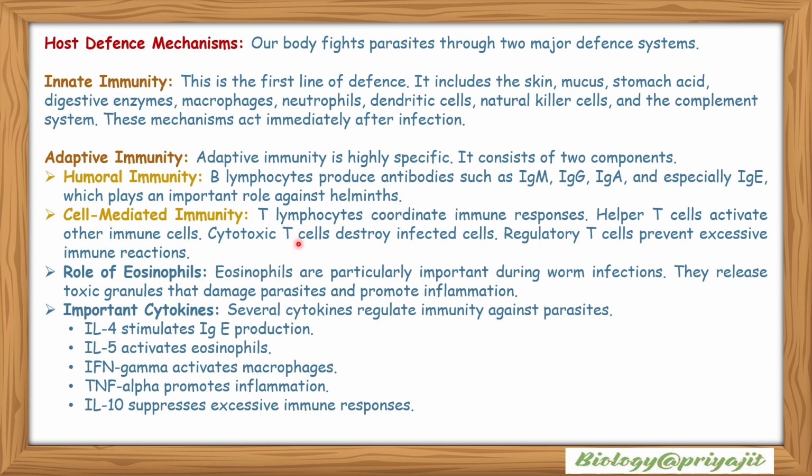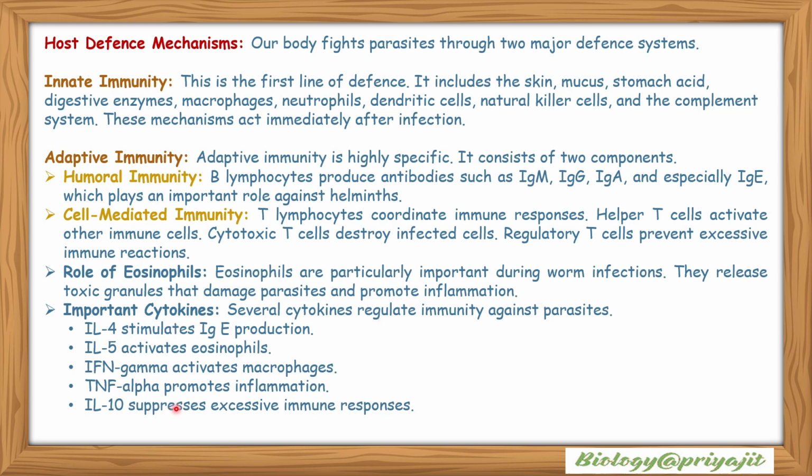Cell-mediated immunity. T lymphocytes coordinate immune responses. Helper T cells activate other immune cells. Cytotoxic T cells destroy infected cells. Regulatory T cells prevent excessive immune reactions. The role of eosinophils. Eosinophils are particularly important during worm infection. They release toxic granules that damage parasites and promote inflammation.